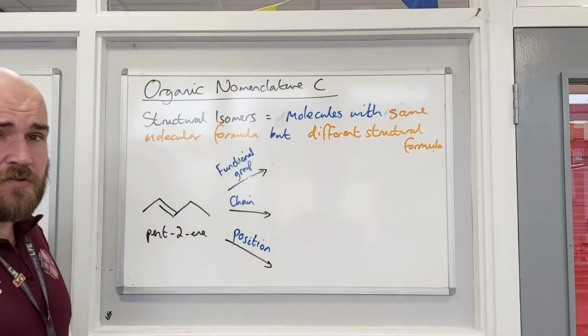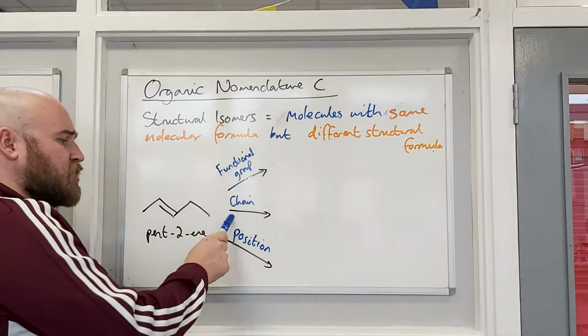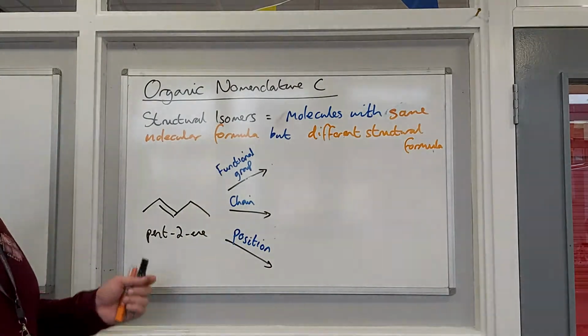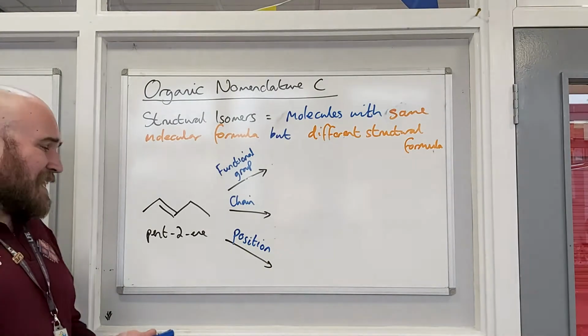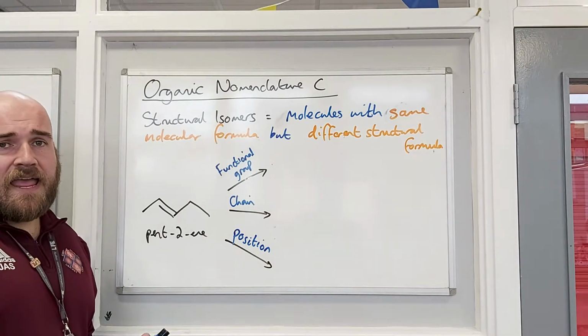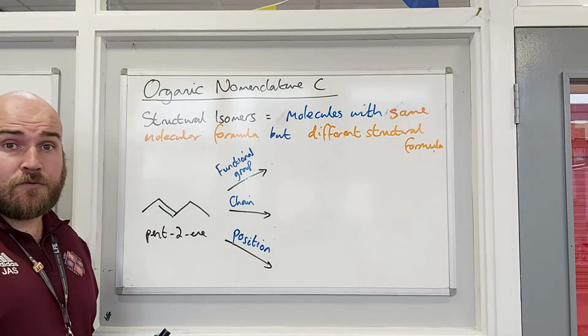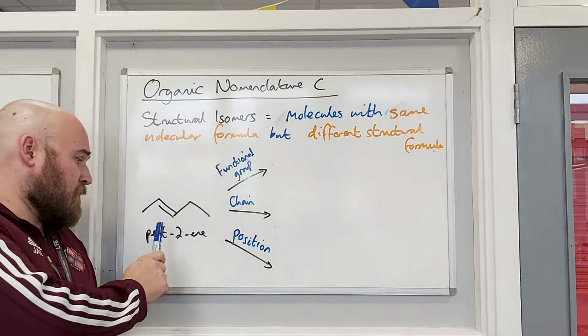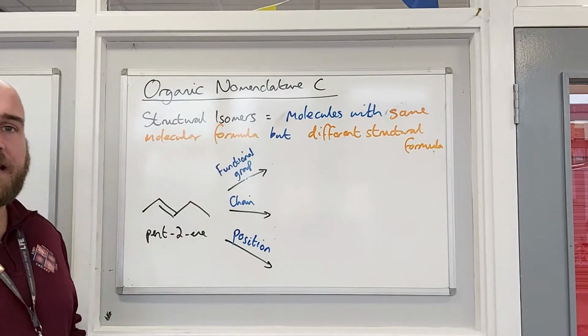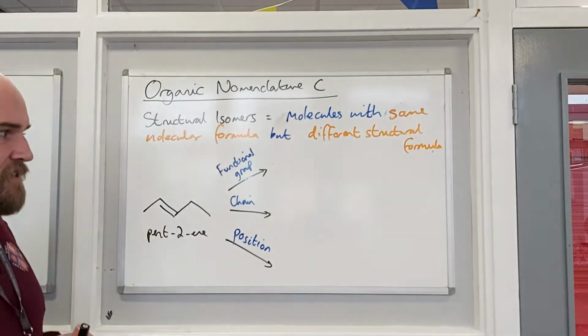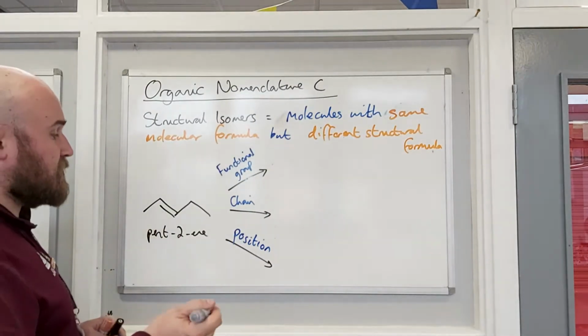And there are three types of structural isomer. There are functional group, chain, and position. We'll start with functional group, and pent-2-ene is C5H10. So how are we going to rearrange those atoms so we end up with a different functional group? And hopefully you remember the easiest thing to do with any alkene to turn it into a different homologous series with a different functional group is to ring it.